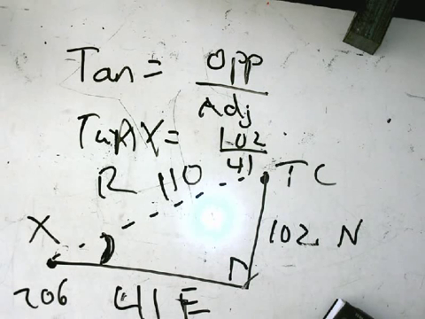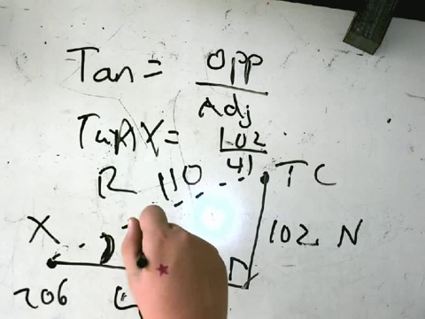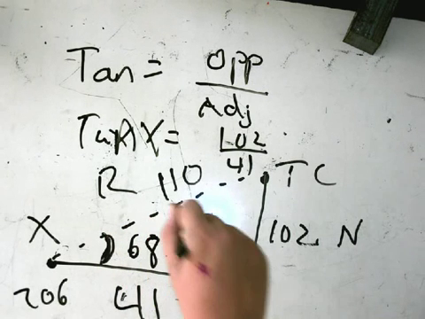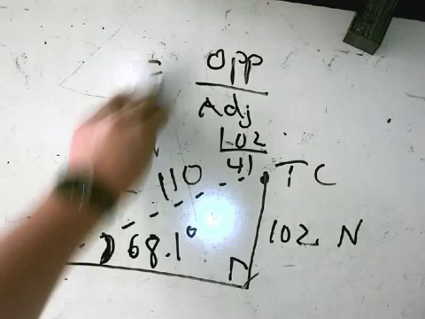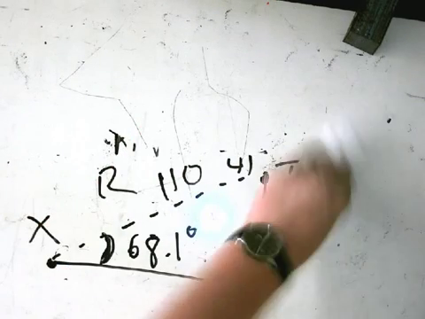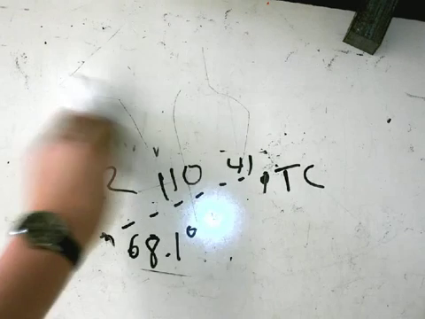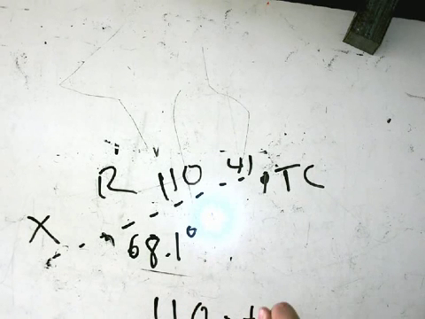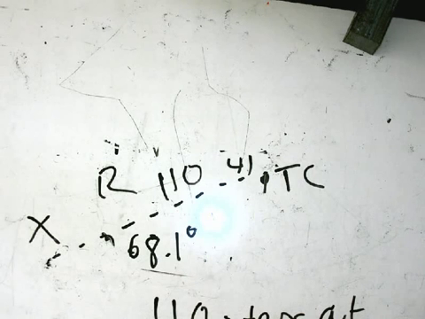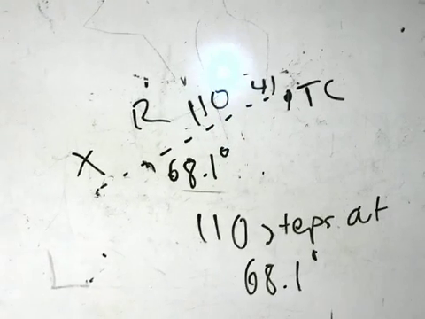Alright, using our calculator, we have figured out that the measure of angle x is 68.1 degrees. So in the end, what you're left with is vector r, the resultant vector, taking you from Mr. McNeil's room to the Tardy cart: 110 steps at 68.1 degrees. So this is your resultant here, 110 steps at 68.1 degrees.